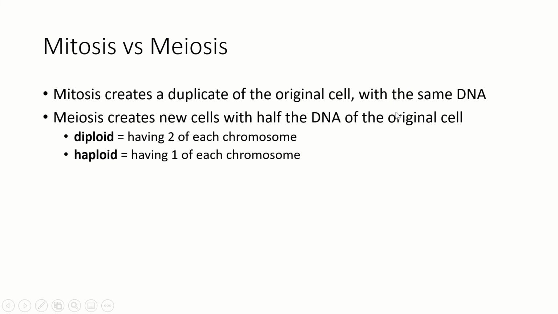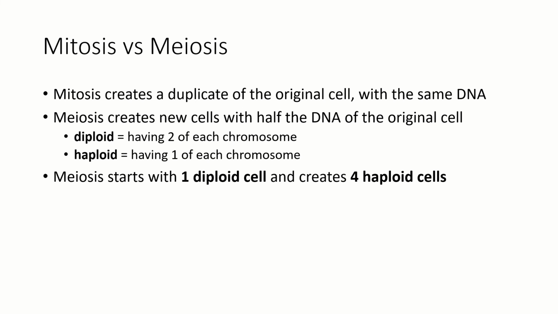So all of the somatic cells in your body and in most animals and plants are diploid. I'm trying to think if there are any animals that have haploid cells. I know there are some plants that have haploid cells, but complicated. Generally speaking, adult organisms are diploid. The sex cells, the gametes, are haploid. Meiosis, like I said, is going to start with one, end up with four haploid cells. Start one diploid to four haploid.